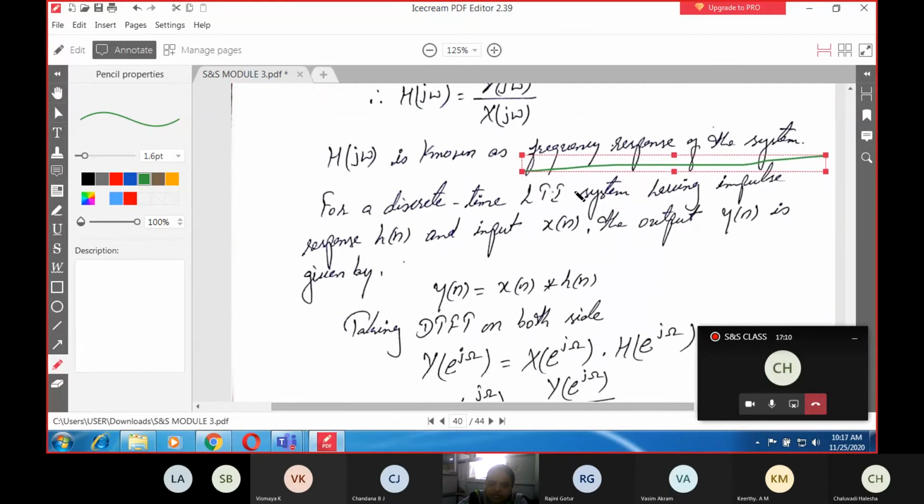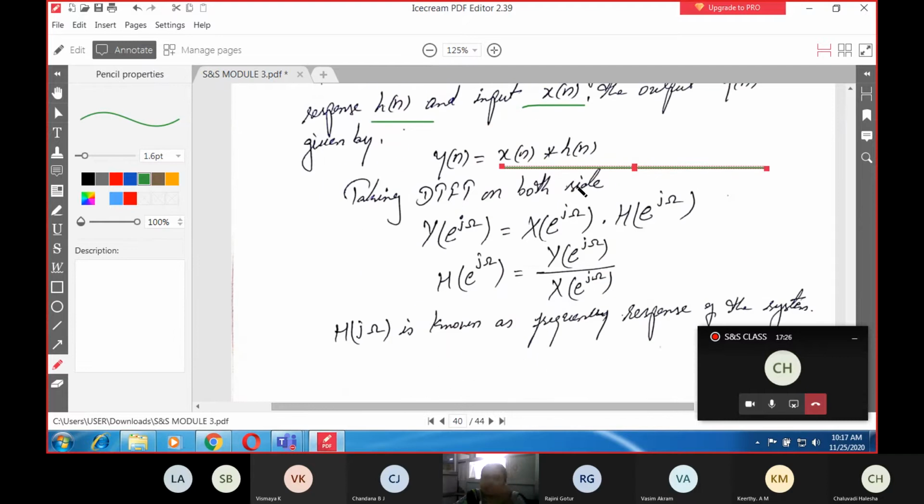This is for the continuous time. When I go for the discrete time LTI system, having impulse response h of n and input x of n, the output y of n is given by y of n is equal to x of n convolution with h of n. Taking DTFT on both sides, Y of e raised to j omega is equal to X of e raised to j omega into H of e raised to j omega.